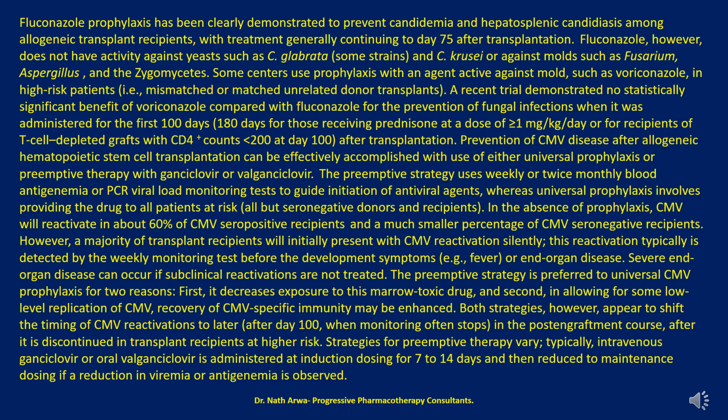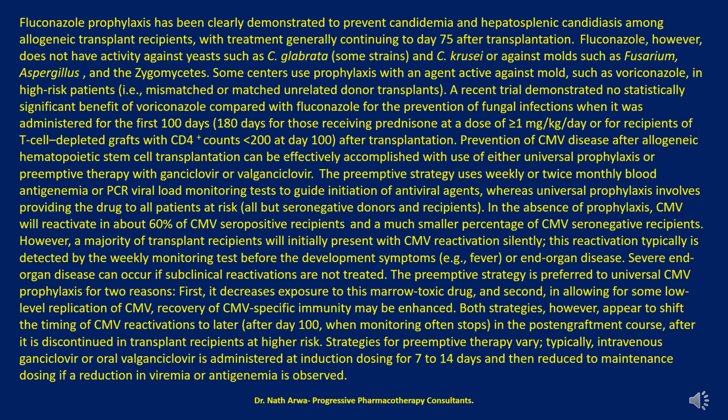Prevention of CMV disease after allogeneic hematopoietic stem cell transplantation can be effectively accomplished with use of either universal prophylaxis or preemptive therapy with ganciclovir or valganciclovir. The preemptive strategy uses weekly or twice-monthly blood antigenemia or PCR viral load monitoring tests to guide initiation of antiviral agents, whereas universal prophylaxis involves providing the drug to all patients at risk, all but seronegative donors and recipients.